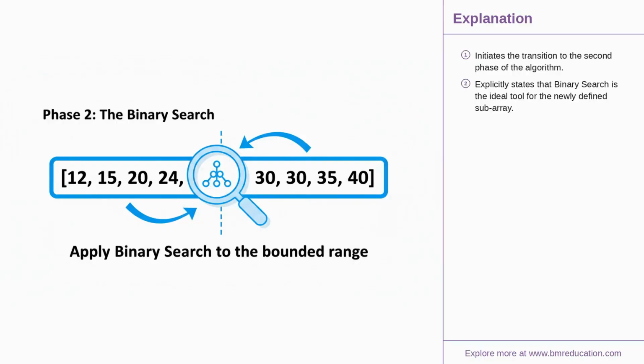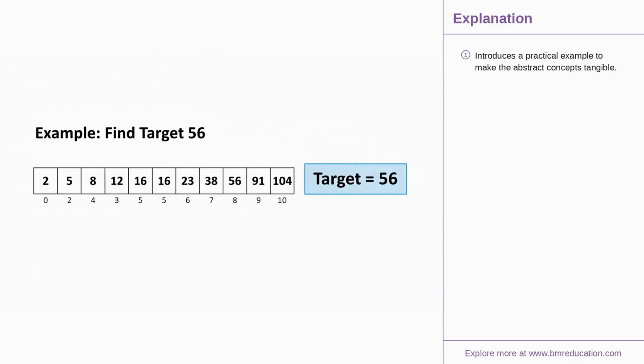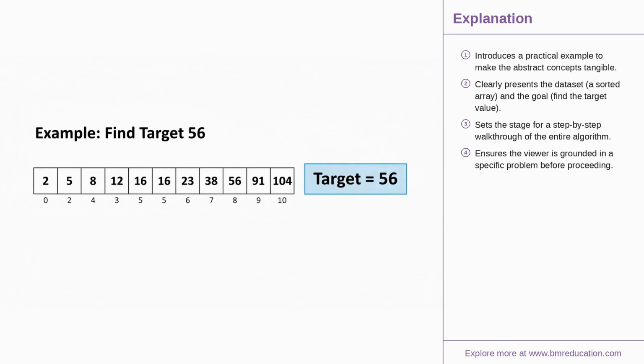With our well-defined range, we now move to phase 2. We have a small, sorted subarray. What's the most efficient way to search a sorted array with known boundaries? Binary search, of course. We apply this powerful algorithm only to the narrow range we just identified. Let's solidify all this with a concrete example. Here is our sorted array, and we're looking for the number 56. Let's trace how exponential search finds it, starting with phase 1.